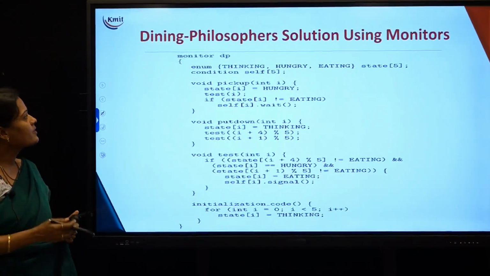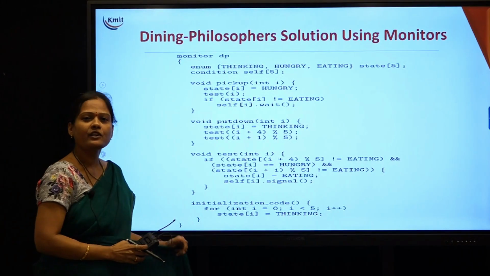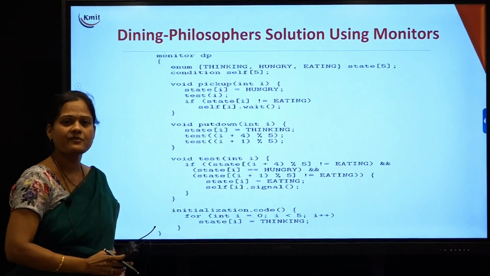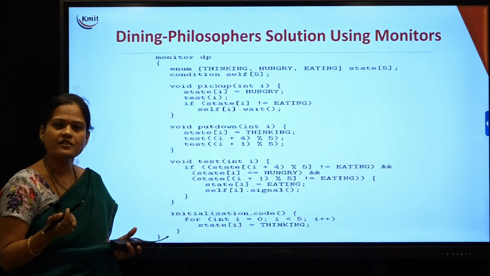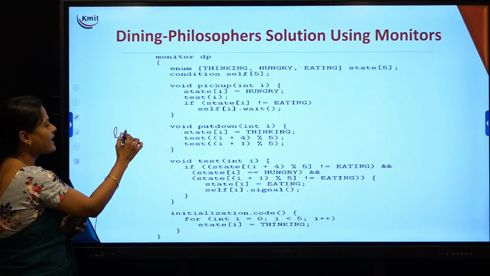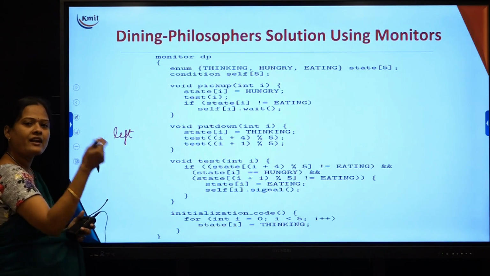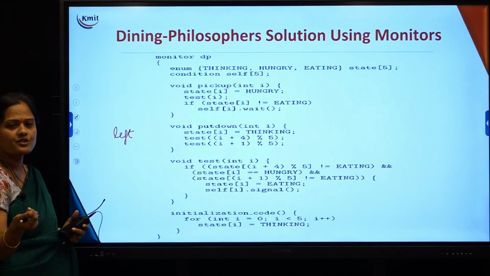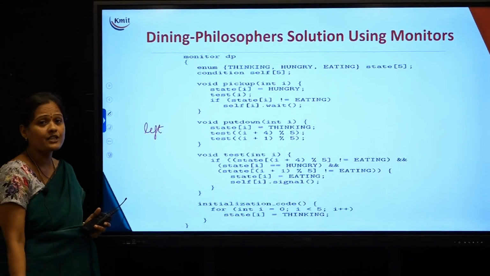Now, what was the problem when you go for the dining philosophers solution? In the previous case, we have seen that if all the philosophers feel hungry at the same time and each of them grasps the left chopstick and waits for the other to release the right chopstick, it is not possible. It was leading to deadlock.